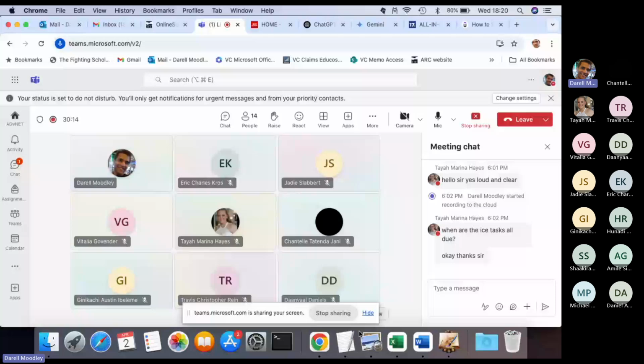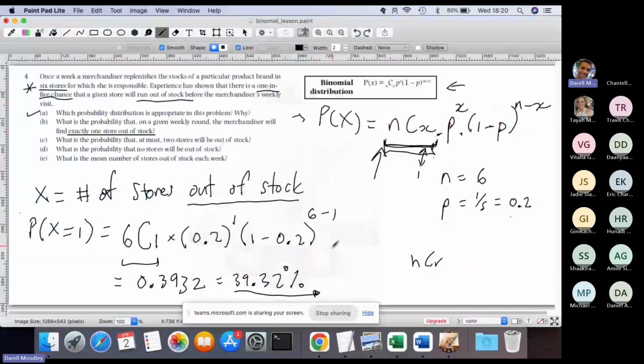So it's very important that you become comfortable with your calculator. You need to be able to work out these probabilities using the combination function. So that's question B answered. It is 39.32%. Right, so let's move on to the next question. Clear this out.